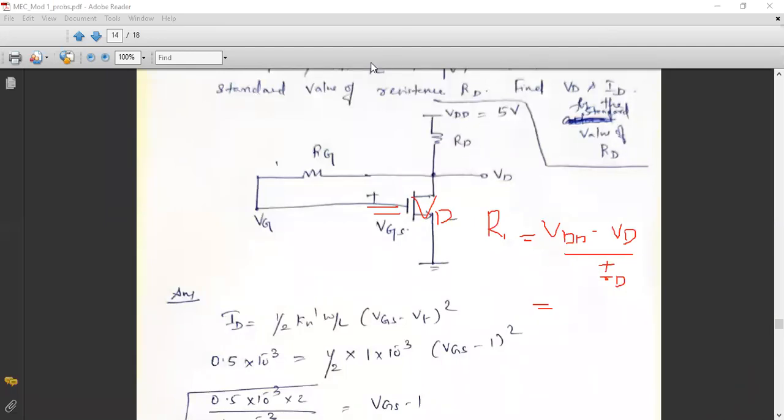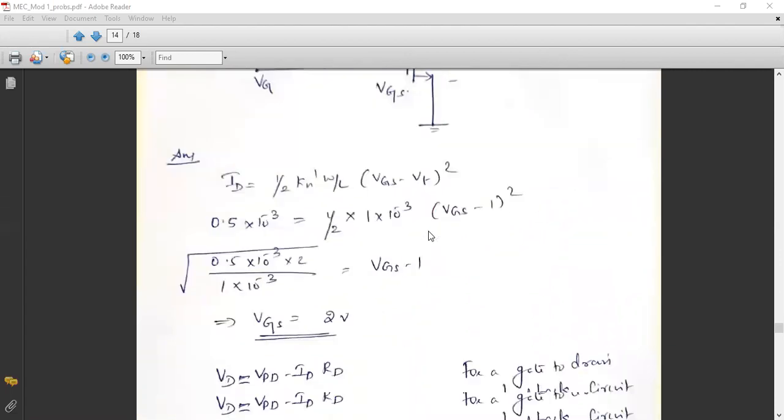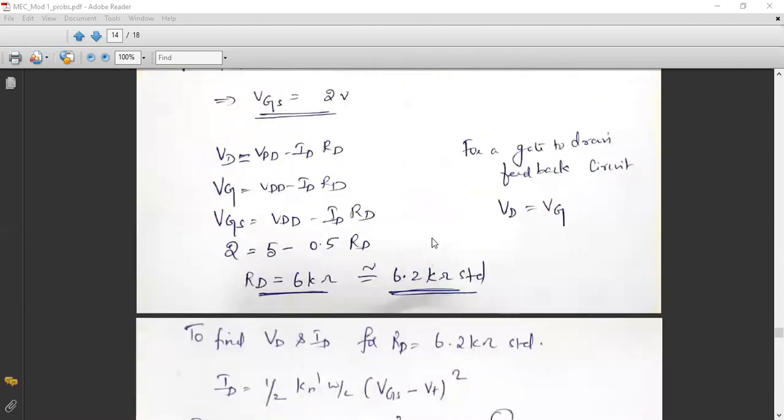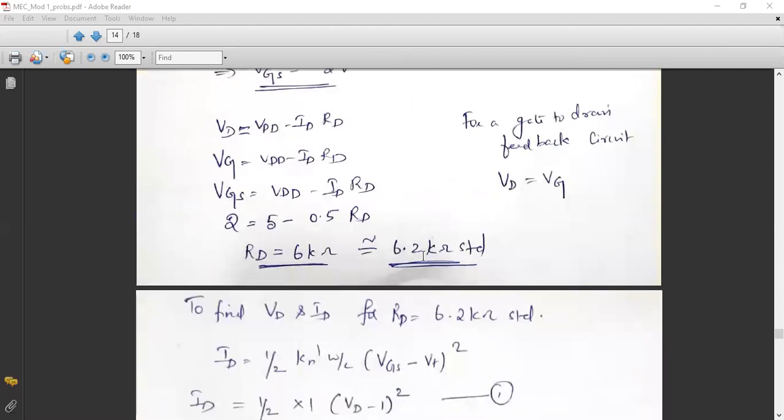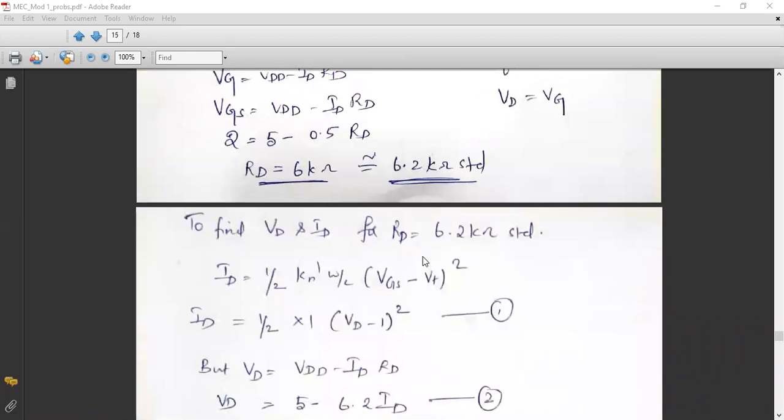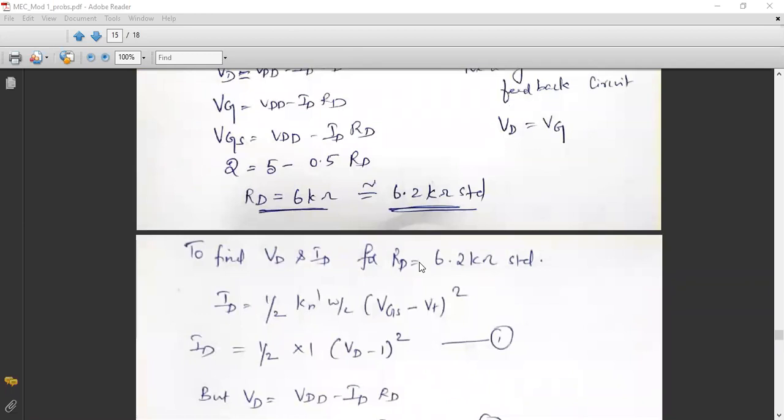Do we have a standard value of 6K? Is 6K standard? No. So we have to convert into the next standard resistance or the nearby standard value, that is 6.2 kilo ohm. Now, if I take 6.2 kilo ohm instead of 6 kilo ohm, what will be the new value of VD and ID? That was our question.